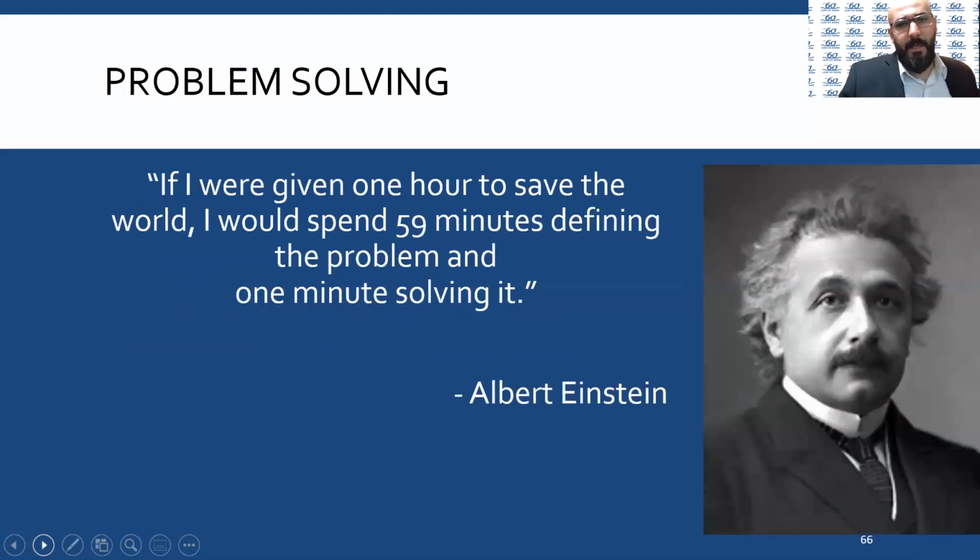Albert Einstein said, if I were given 1 hour to save the world, I would spend 59 minutes defining the problem and 1 minute solving it. This quote is really important because whenever you think about process improvement, don't think about what you should implement. Don't think about the solution right away. Think about understanding the current situation first.